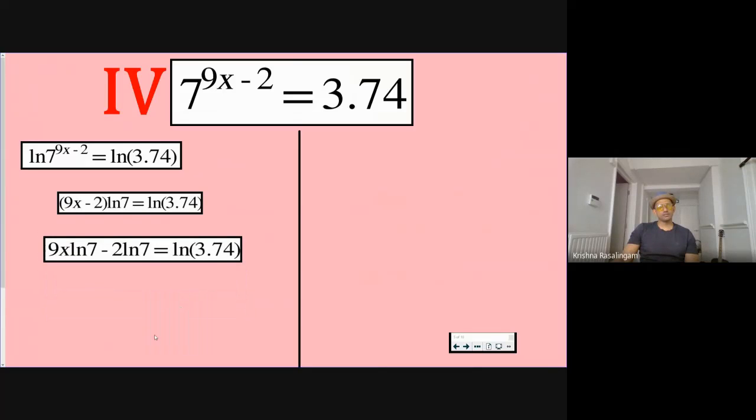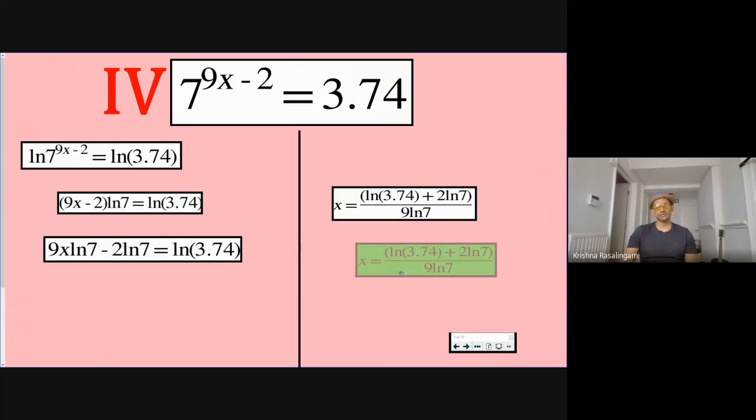we can, well, smooth as you like. Sure, I've missed a step there. Yeah. Then we move the 2 ln 7 over to the right hand side and divide by the 9 ln 7. And that's what we get in exact form.